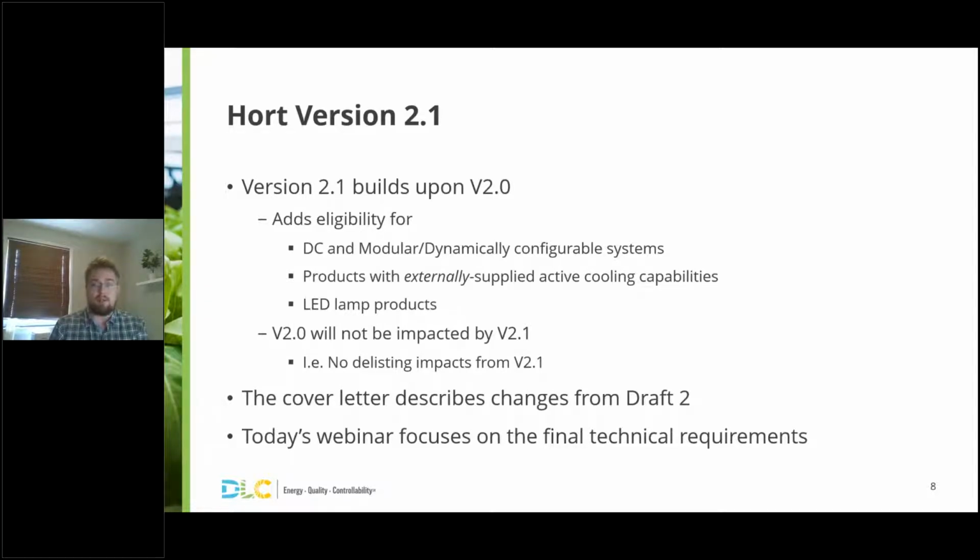But again, the cover letter that was released with the final policy for version 2.1 describes the changes that occurred for the final policy from draft 2. And the focus of today's webinar is really going to be about the final technical requirements as proposed in the final policy. But there will be some emphasis on some changes here and there. Again, if you're curious about anything, feel free to write in the chat and we'll make sure we're answering your questions.